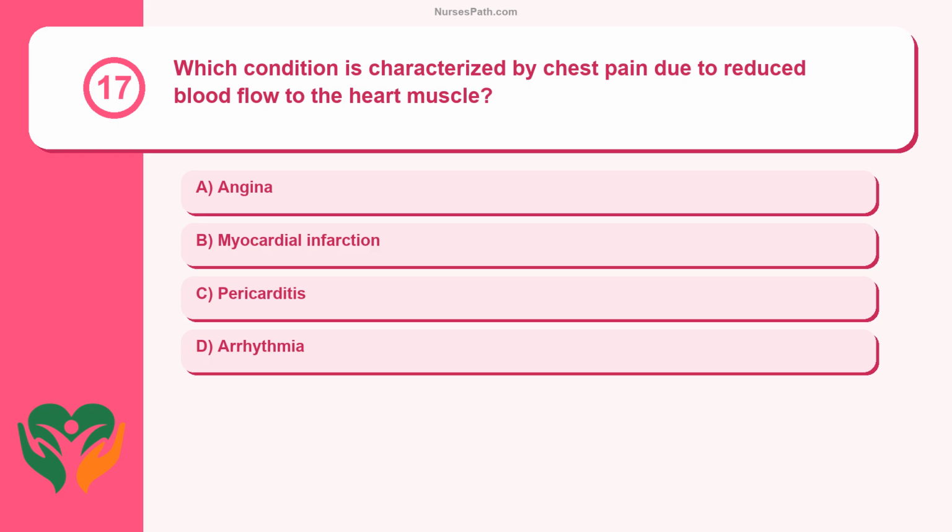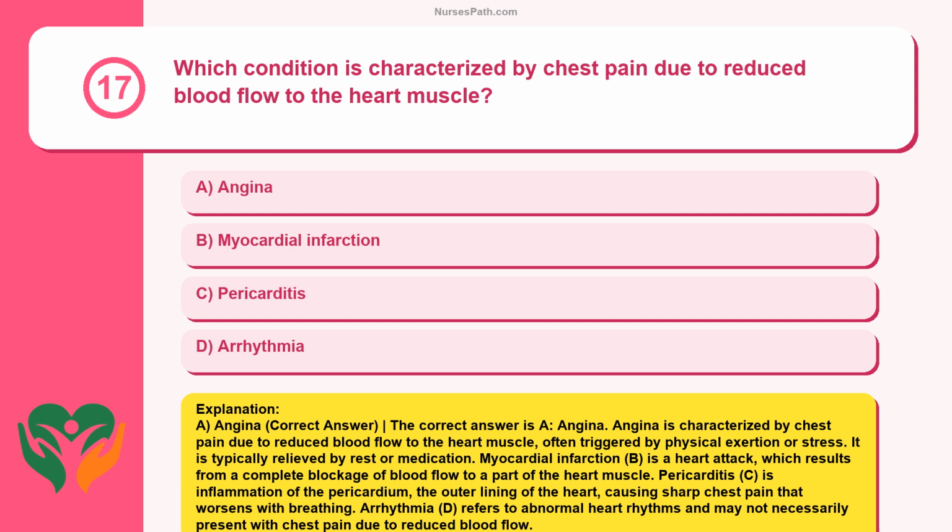Question 17. Which condition is characterized by chest pain due to reduced blood flow to the heart muscle? Angina. Myocardial infarction. Pericarditis. Arrhythmia. A. Angina. Correct answer. The correct answer is A.